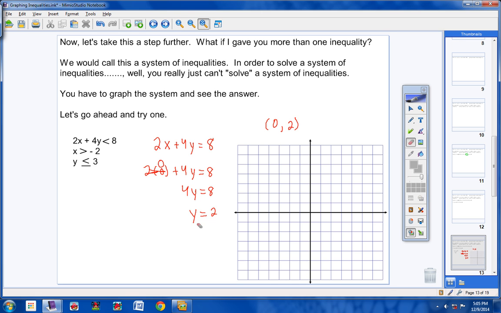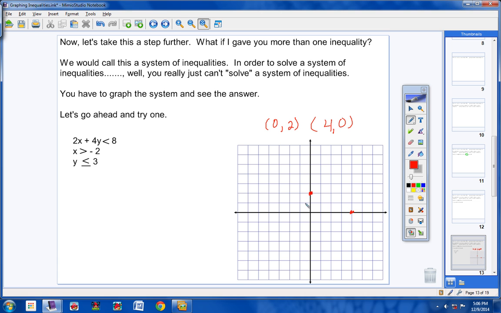Now let's put a 0 in for y. So my next ordered pair will have a 0 right here for y. So 2x plus 4, put a 0 in for y. This is called the double intercept method. 4 times 0 is 0. 2x plus 0 is 2x. Divide both sides by 2. x equals 4. Okay, so there we go. So very quickly, I have 0, 2, and I have 4, 0.